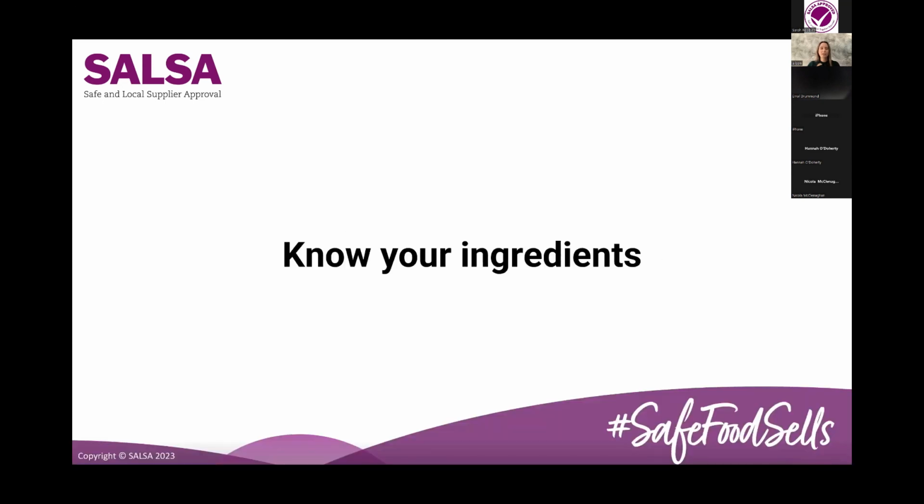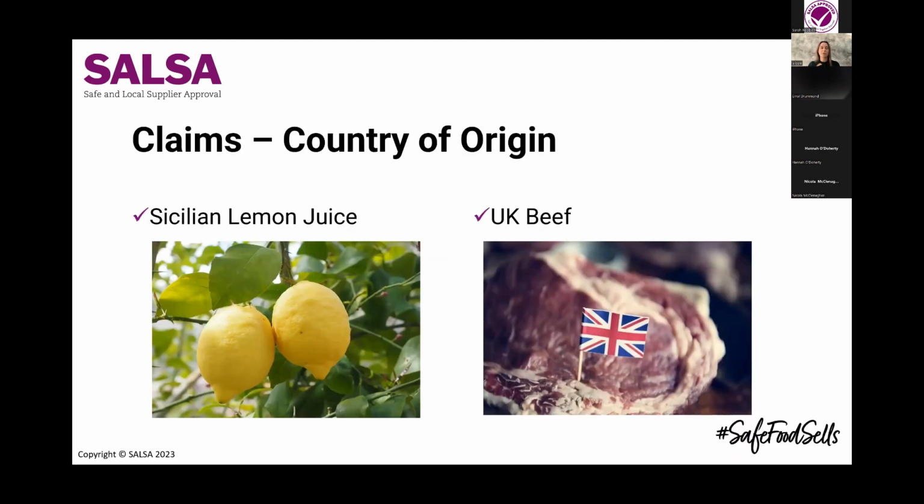So the key thing then is to know your ingredients so that you can understand what the higher risk ingredients are, so you can make sure you've got the right controls in place. So think about, are you making any claims on your packaging, for example? Do you make a claim relating to the country of origin of an ingredient? If you're making a claim relating to Sicilian lemon juice, for example, the ingredient risk is higher than if you were just buying lemon juice and you weren't making that claim.